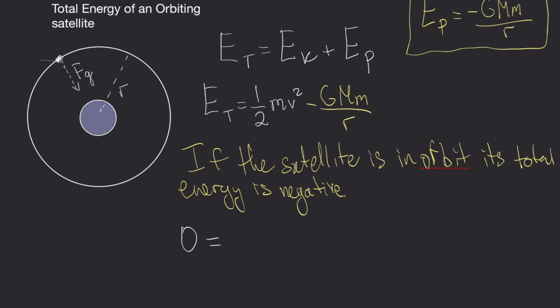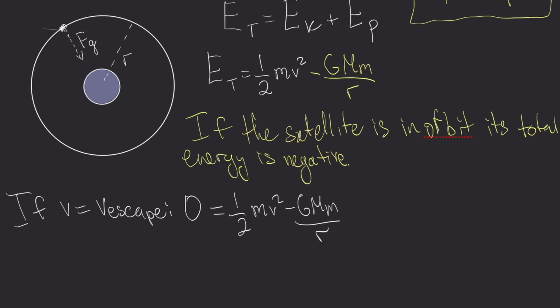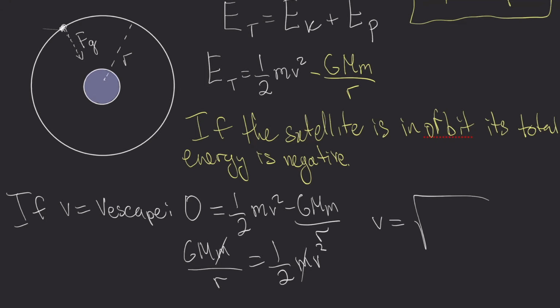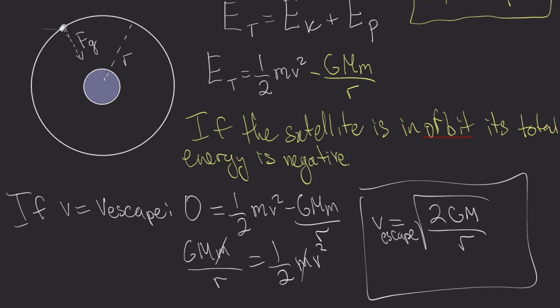So 0 will be equal to a half mv squared minus GMm over r. I'm going to put a little note here that this is for escape velocity. Well, that means that GMm over r is equal to a half mv squared. We can do our usual bits of cancellations. I'm going to rearrange it here so that v will be the square root of 2GM over r. And this here is an expression for the escape velocity of a satellite.